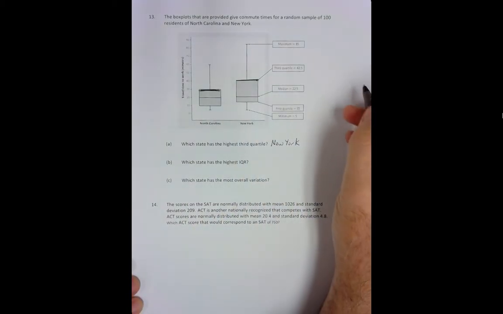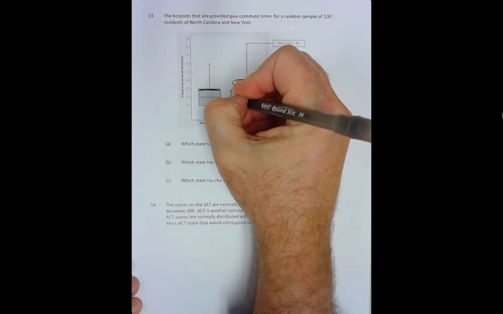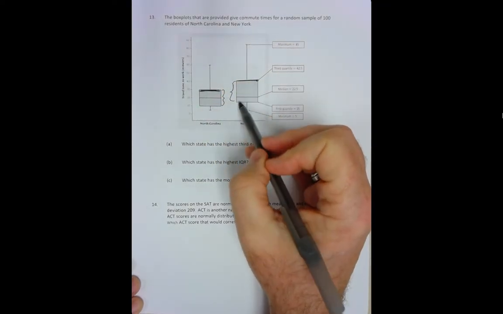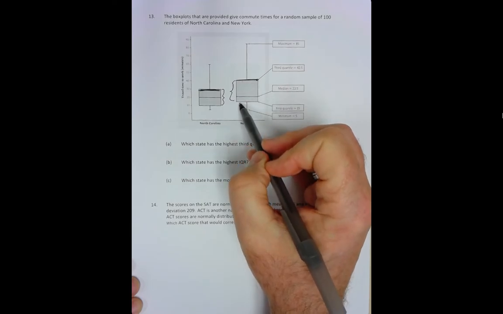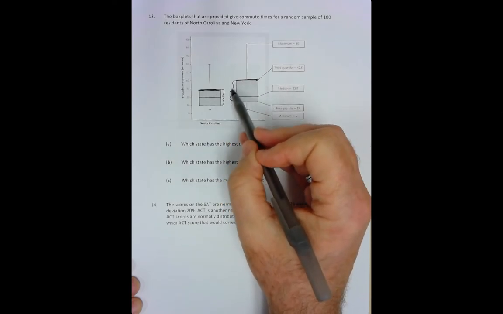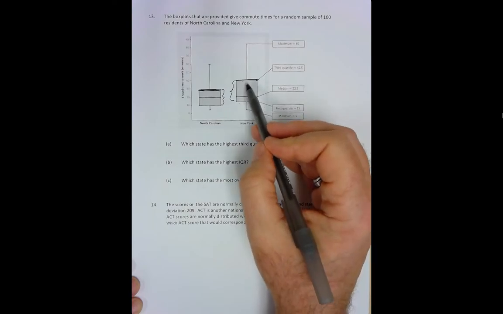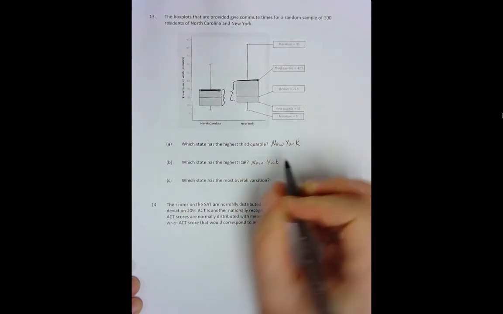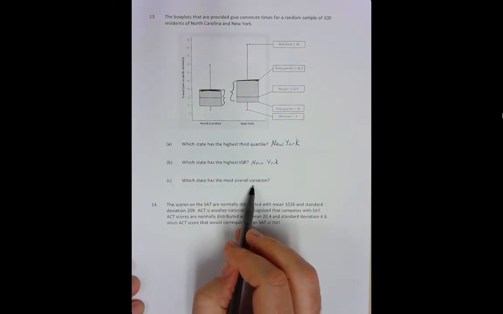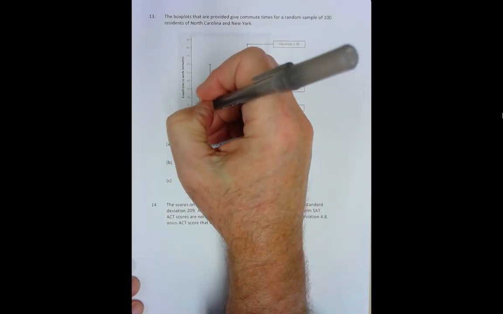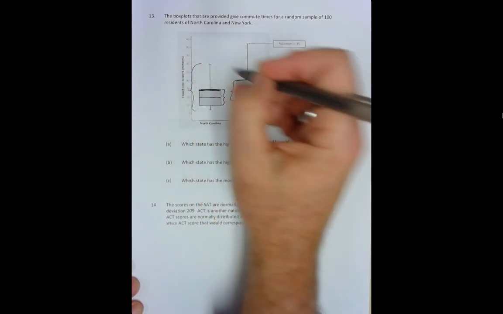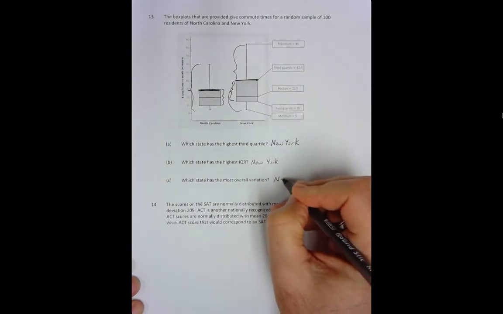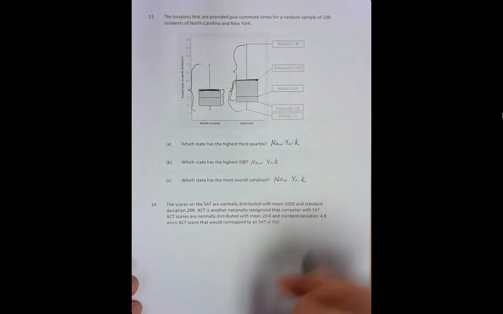Which state has the highest IQR? Because IQR is the length of the box, the difference between the Q3 and the Q1. So clearly this has more area than this, so New York again. Which state has the most overall variation? The overall variation would start from the lowest to the highest. Clearly, New York wins again.